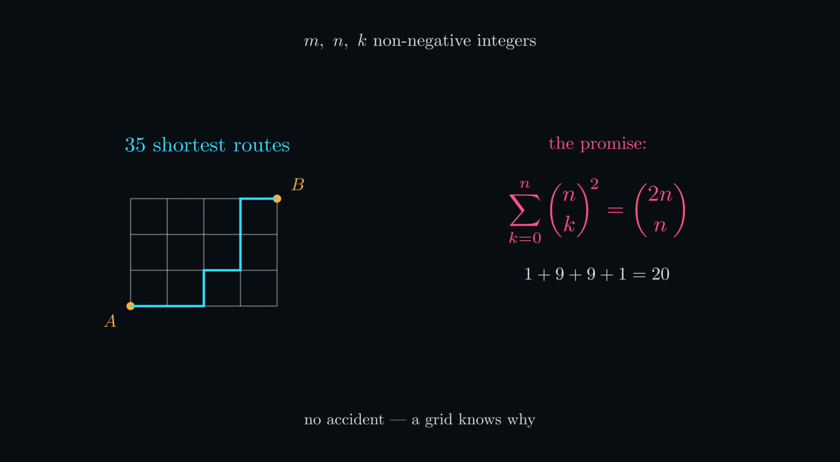Take any row of Pascal's triangle, square every entry, add them up, and the total is always a single central binomial number. For row 3, 1 plus 9 plus 9 plus 1 is 20. No accident. A grid knows why.